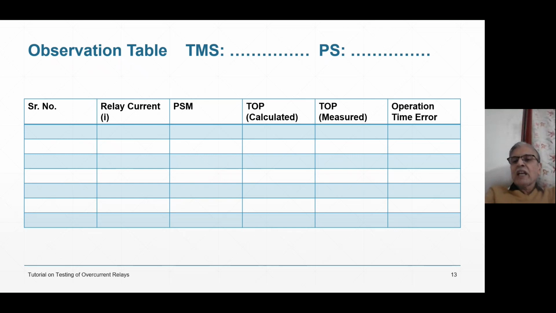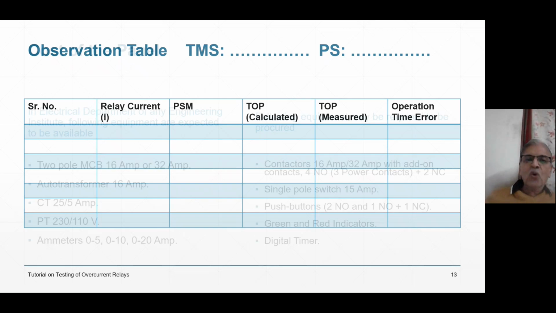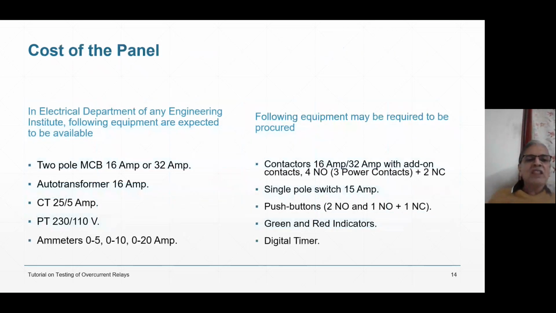So that is calculated, using a calculator, and measured means what the timer measures. Between calculated and measured, there will be some error. That error should be within limits, as I told you. Between 2 to 4 PSM, the error is plus or minus 12.5%, and from 4 to 20, plus or minus 7.5%. If it is so, the relay is correct, and you can certify that this relay is okay. You have tested the relay in this case, my dear friends. So you have done the testing.